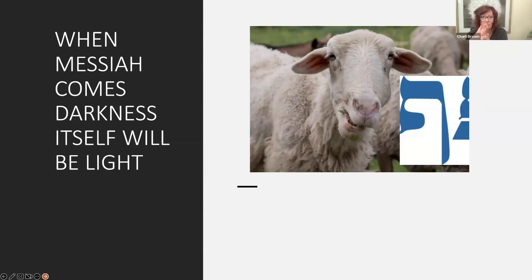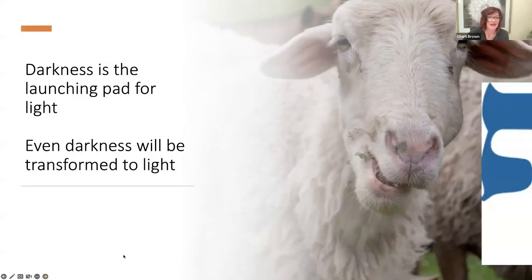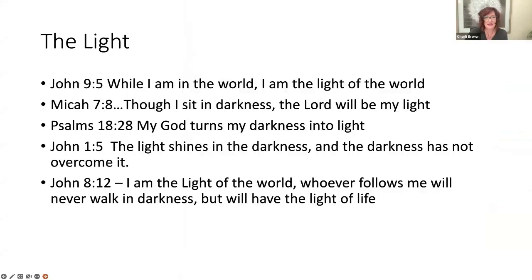So did you guys hear when he said, we have no point of reference for this? That when light comes, it will dispel the darkness. When Mashiach comes, he will dispel the darkness. He says, we don't have any point of reference. Hallelujah. Y'all, we have a point of reference. When Messiah Yeshua came, darkness itself becomes light. So if you heard him say, darkness is that launching pad for light, even darkness will be transformed to light.